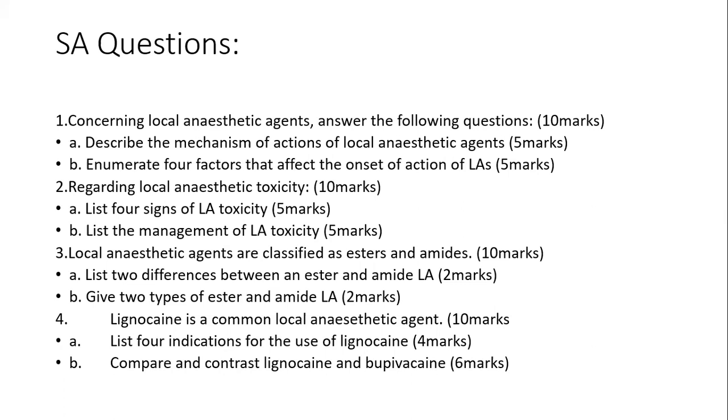Yes, doctor, I will answer. The question is regarding local anesthetic toxicity: A, list 4 signs of LA toxicity, and B, list the management of local anesthetic toxicity.